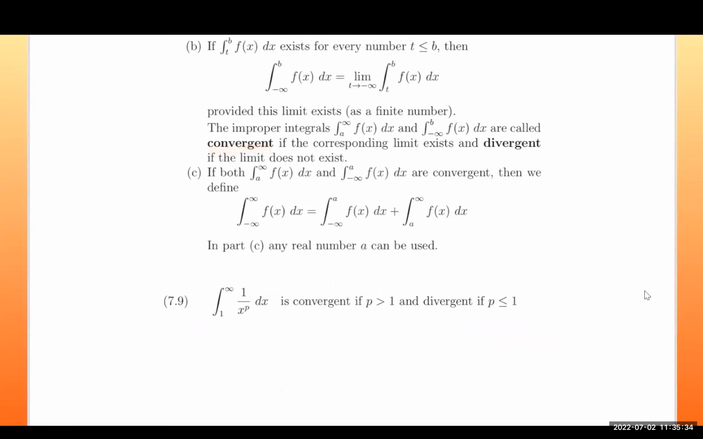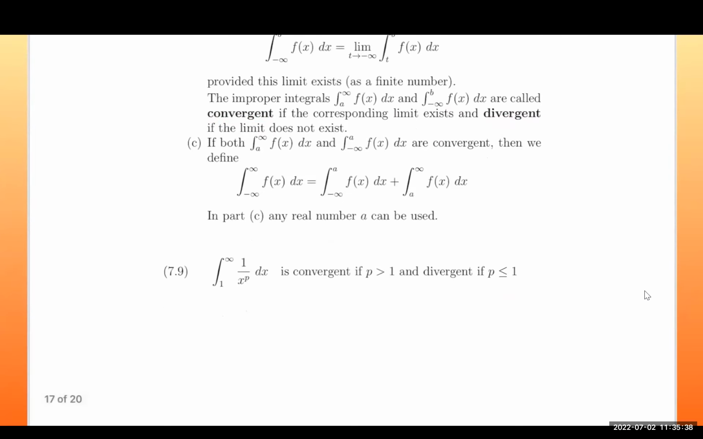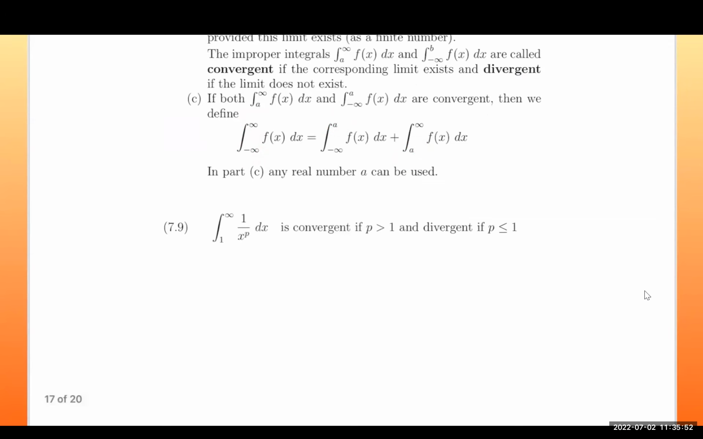And we're trying to determine whether these integrals are convergent or divergent, which means that the limit does not exist. And you can also have infinity on both ends, which means that you can break up the integral into two separate integrals with the constant a being any number that you choose, any real number.